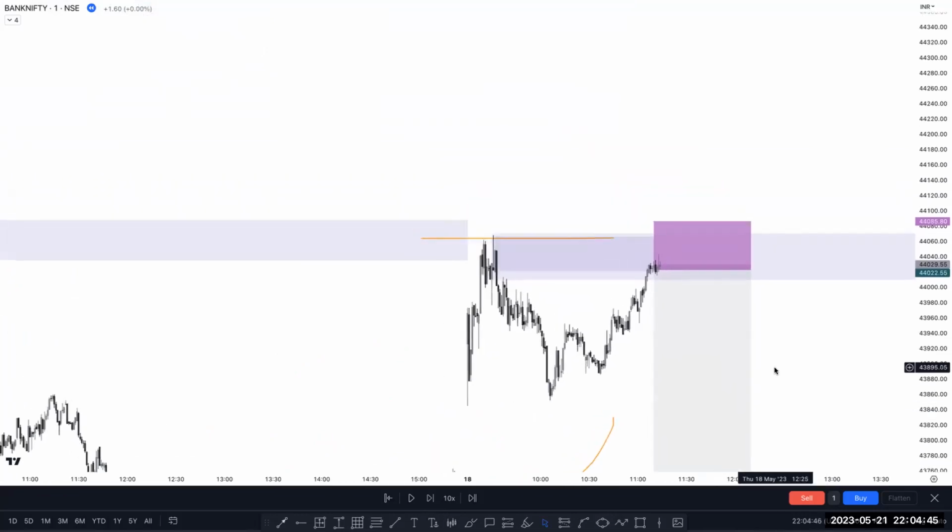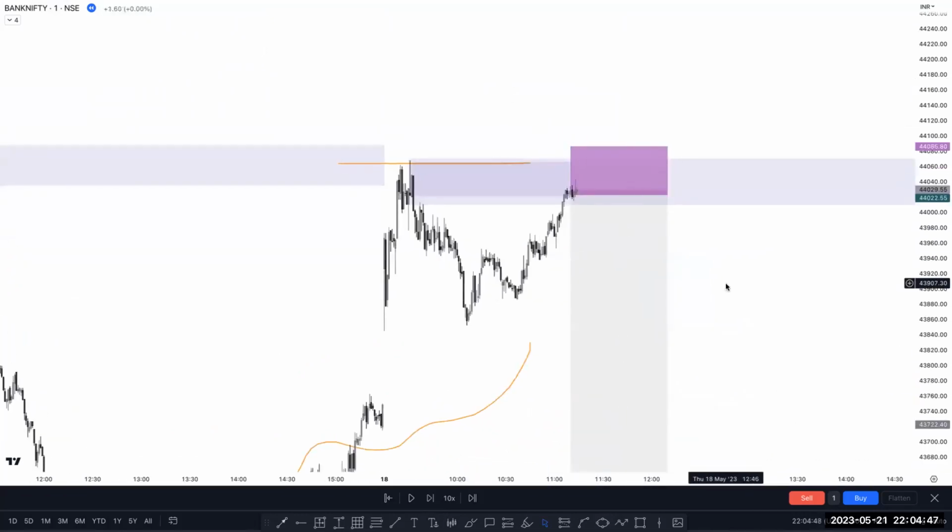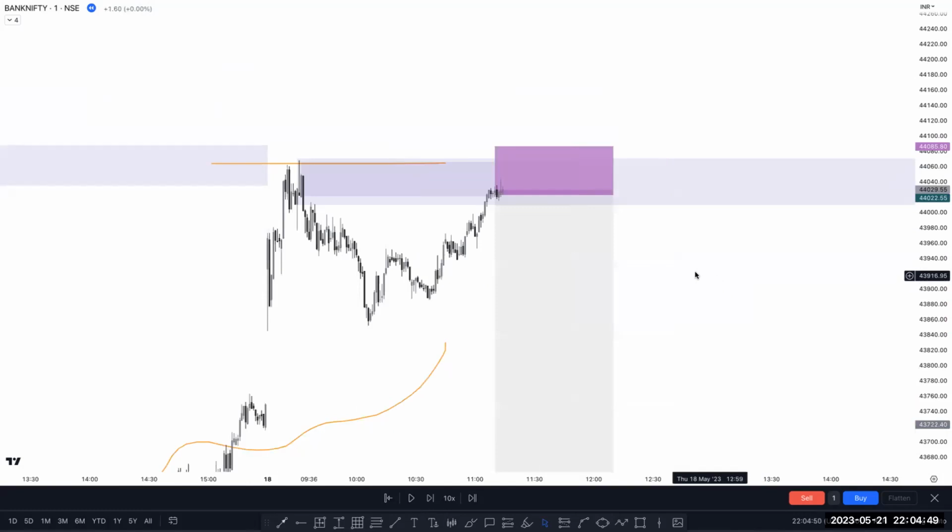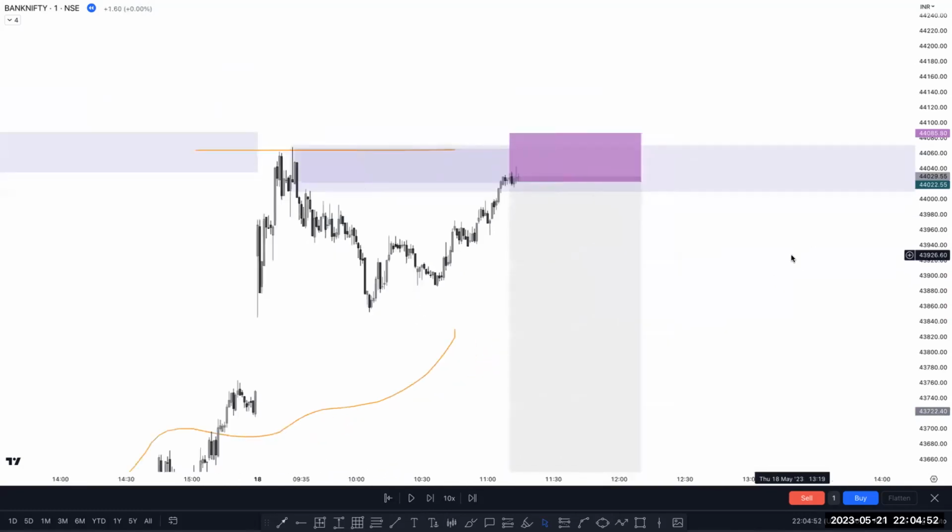Bank Nifty chart is choppy. Yes, sir. This market is choppy almost, but we have to trade in every market. Everyone trades in a different sector.